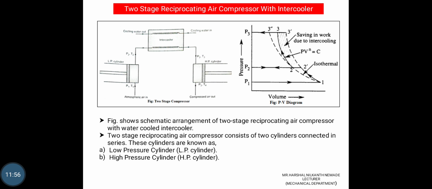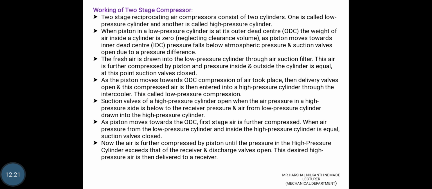Two-stage reciprocating air compressor with the intercooler. So you may see there are two cylinders, and an intercooler attached between them. The figure shows the schematic arrangement of a two-stage reciprocating air compressor with the water-cooled intercooler. It consists of two cylinders connected in series. These cylinders are known as the low pressure cylinder and the high pressure cylinder. One is called low pressure and the other is called high pressure.